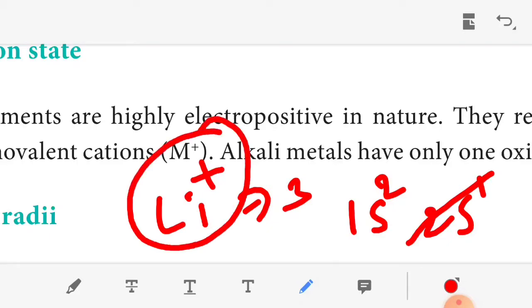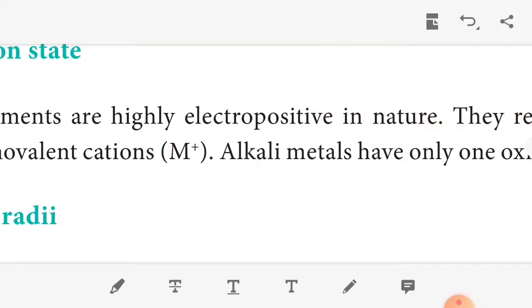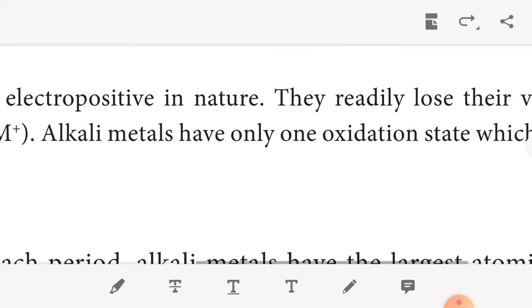Then another example, sodium. The atomic number of sodium is 11. So we can write 1s2, 2s2, 2p6, then 3s1. Remove the outermost valence shell electron, so one electron is removed, and sodium gets a positive charge. That is called a monovalent cation. Cation means it gets the positive charge. So alkali metals have only one oxidation state, that is +1.